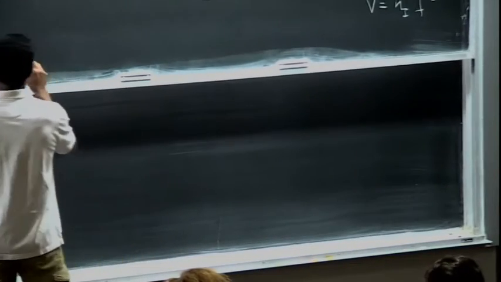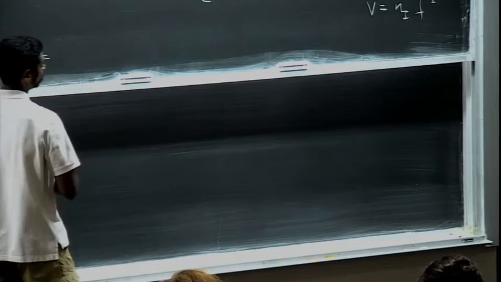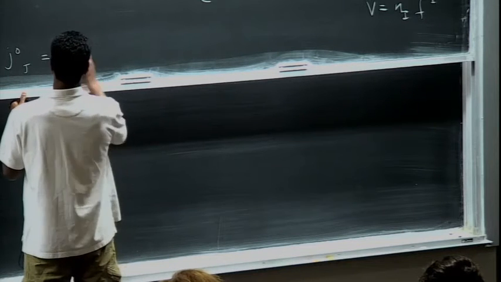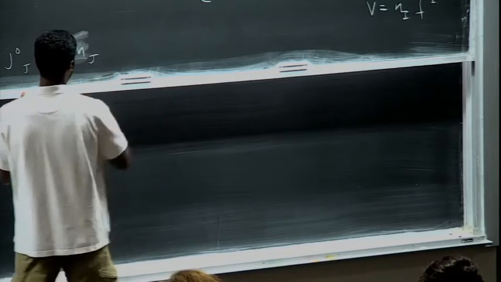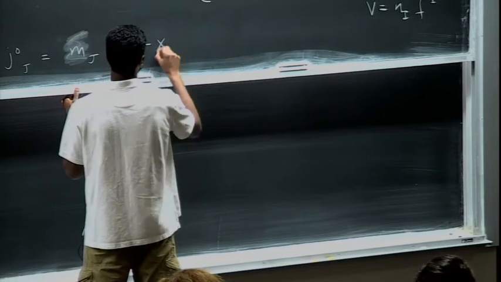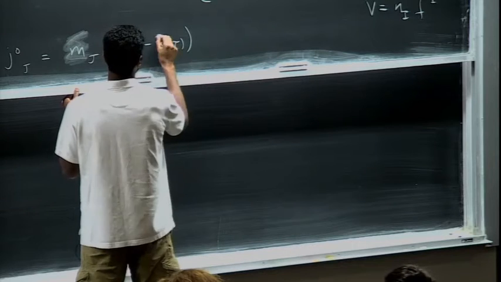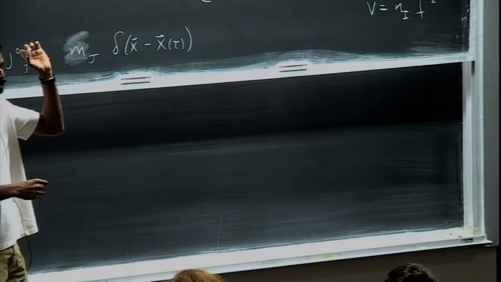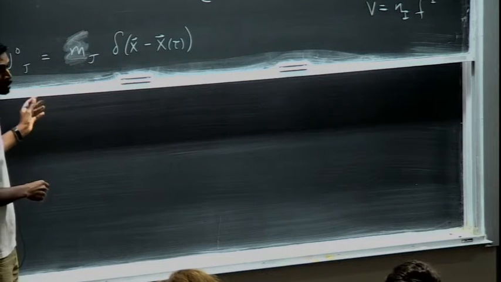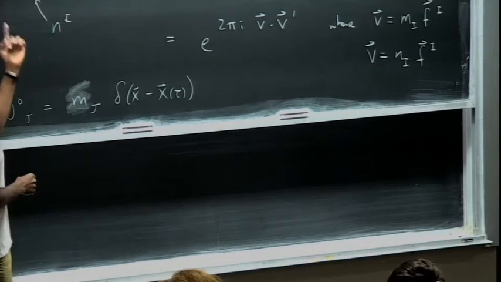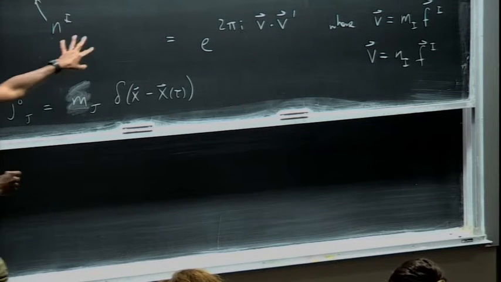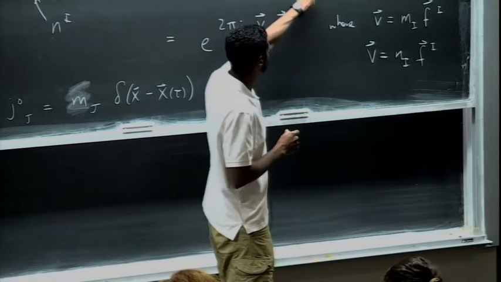So I could say J0, J is equal to MJ. There's some integer, and then I'm going to give it a delta function, X minus X of tau. So I'm just saying I have a delta function source moving along some prescribed trajectory given over here, and the strength of that charge is some integer MJ. And what I'm writing down for you here is the phase that's acquired when I take one of these charges around another. And it's this phase over here in terms of the charges under the different gauge fields that are carried.